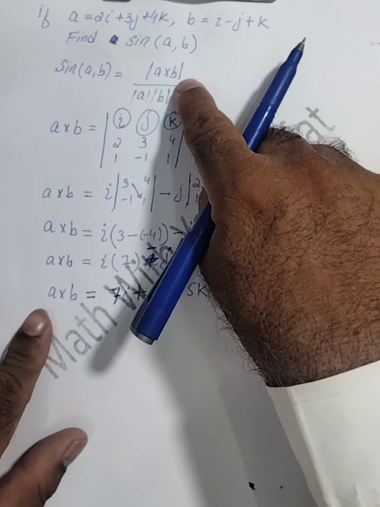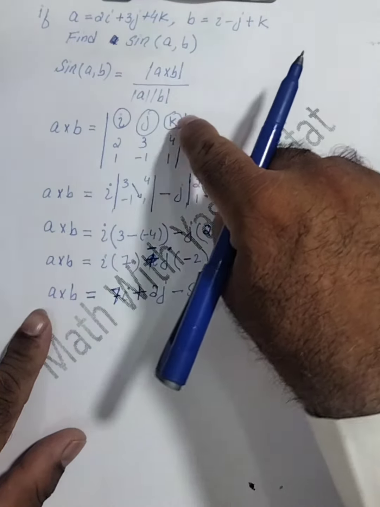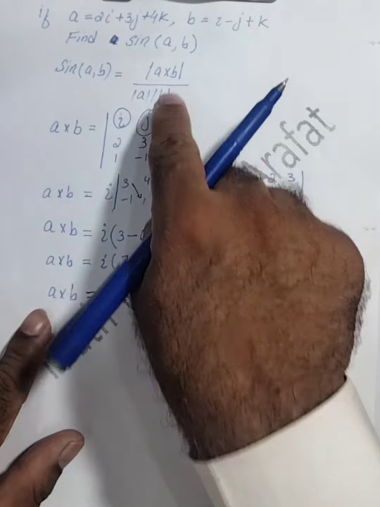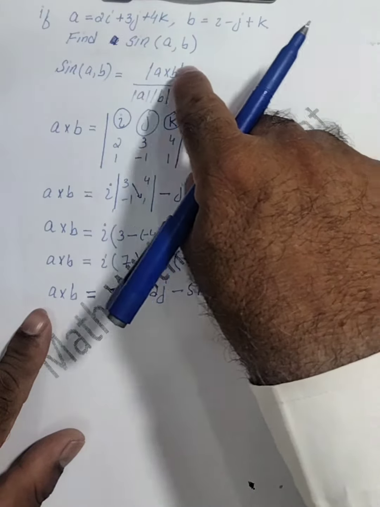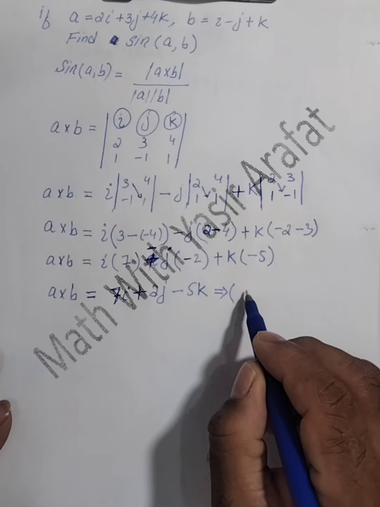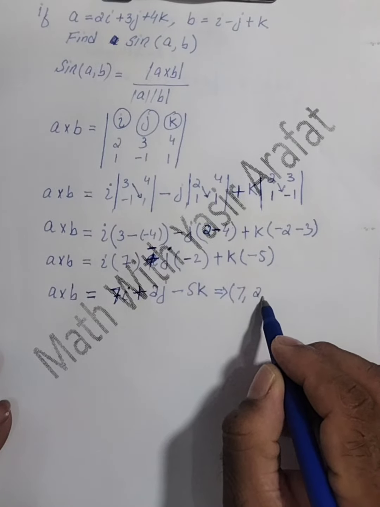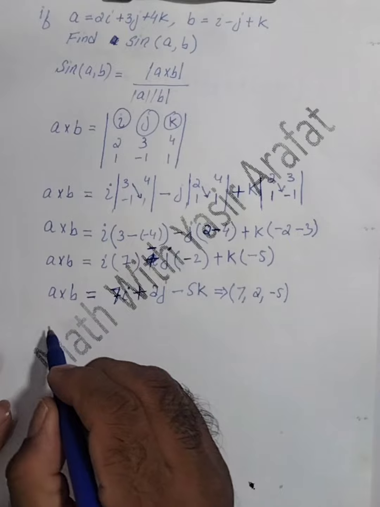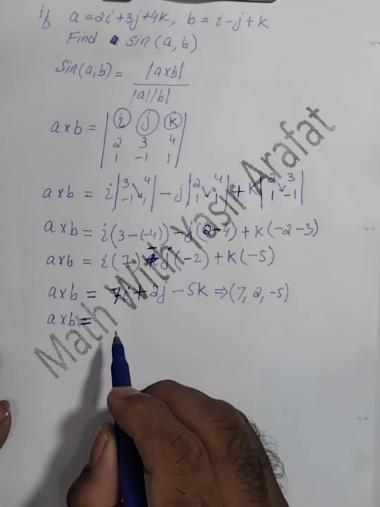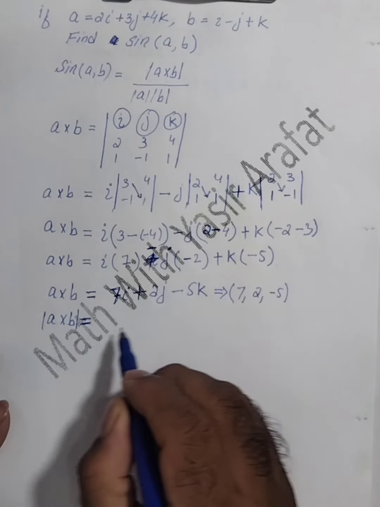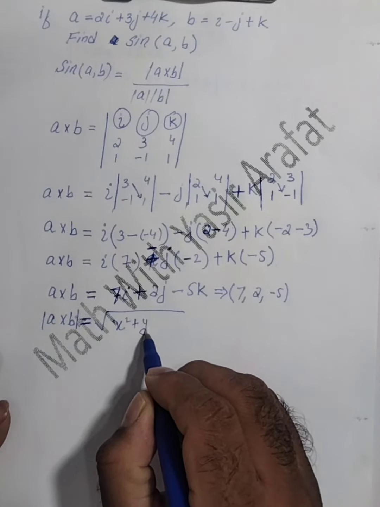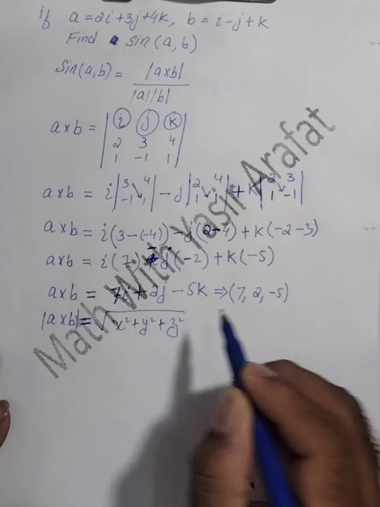According to the formula, first we have to find A cross B. This is the procedure to find the cross product of two vectors. So A cross B we have found, and now we have to find its modulus. We can write this vector in ordered pair form, that is 7, 2, minus 5. So this is A cross B, and the modulus is the square root of x square plus y square plus z square.